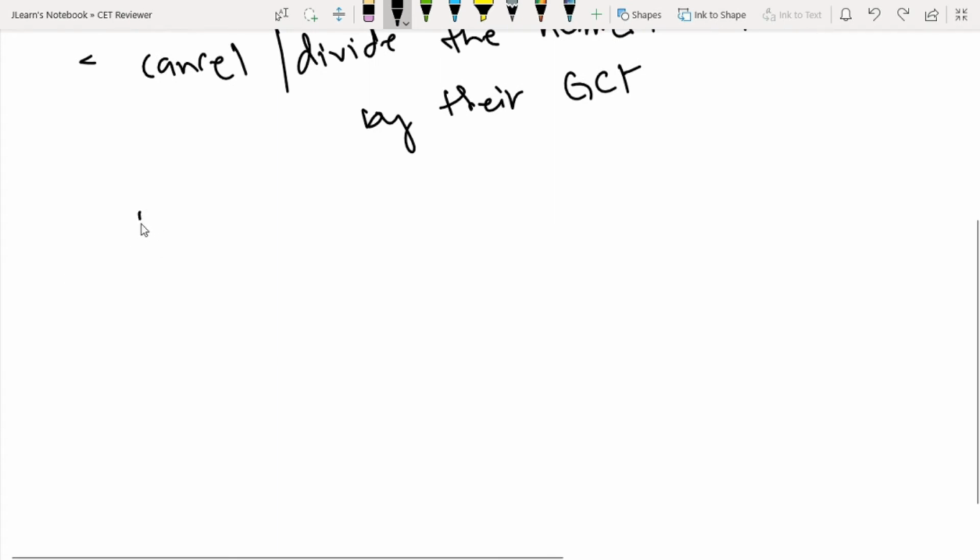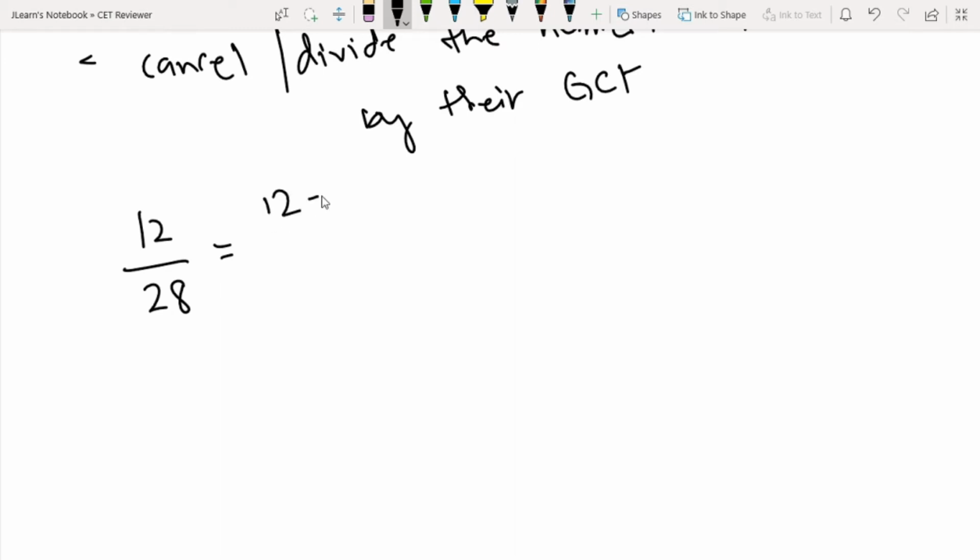So, for example, we want to reduce 12 over 28 into lowest terms. Okay? So, ano ba ang GCF ng 12 and 28? So, I hope by now you know na how to get the GCF. Okay? So, yung GCF neto ay 4. Tama? So, 12 divided by 4 over 28 divided by 4. Okay, we divide the numerator and denominator by the GCF. So, you get 3 over 7.